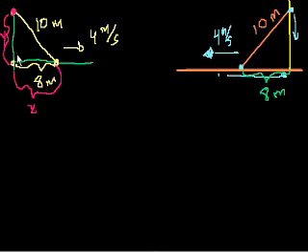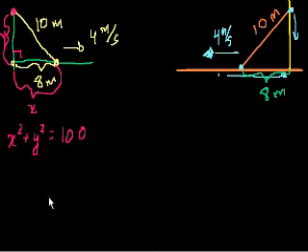Well, this is a right angle, so we can use the Pythagorean theorem. So we know that x squared plus y squared is equal to the hypotenuse squared. It's equal to 10 squared, which is equal to 100. So this right here describes, if you watch the video on implicit differentiation, an implicit function of x and y, or an implicit function of x, really.